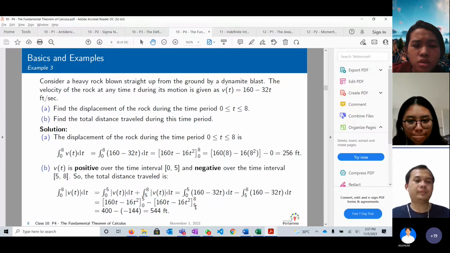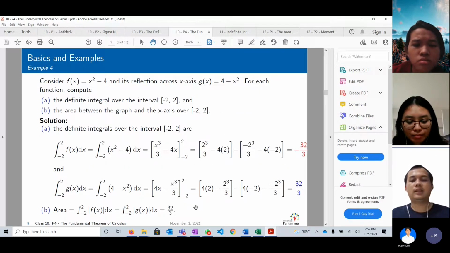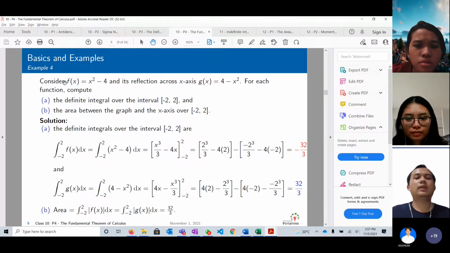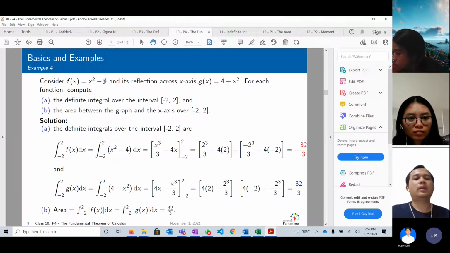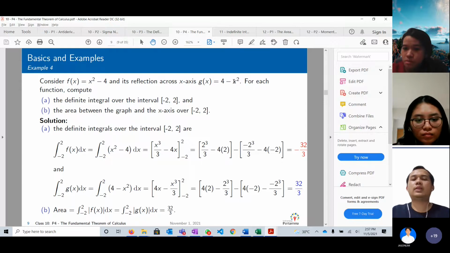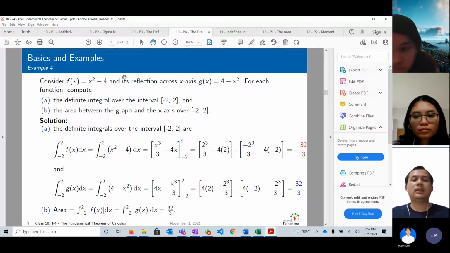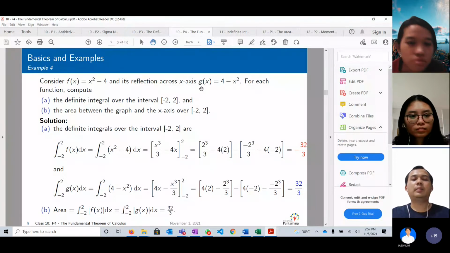No? Then this is another example. Consider the function f of x equals x squared minus 4, and its reflection across the x-axis, which is 4 minus x squared. Kita punya f(x) dan g(x), ya, di mana g(x) adalah cerminan dari f(x) terhadap sumbu x.